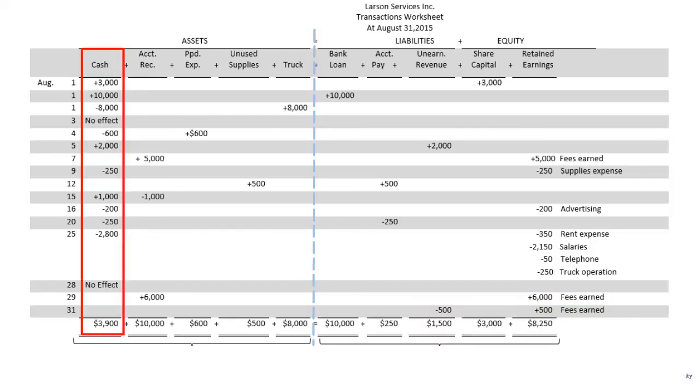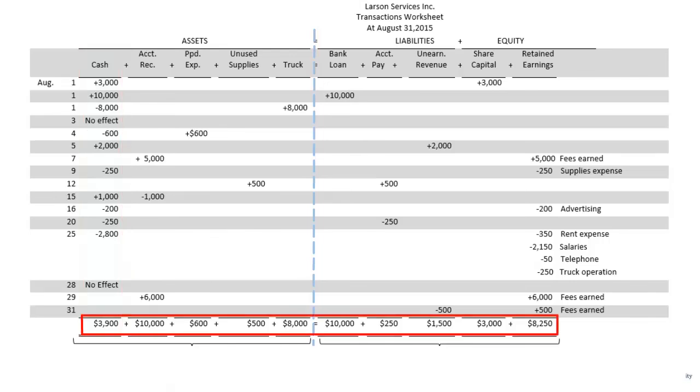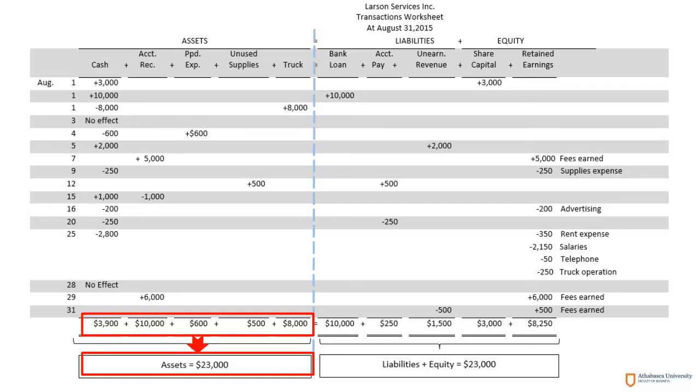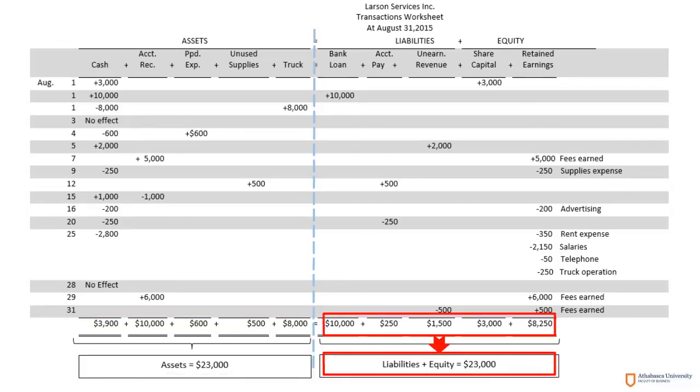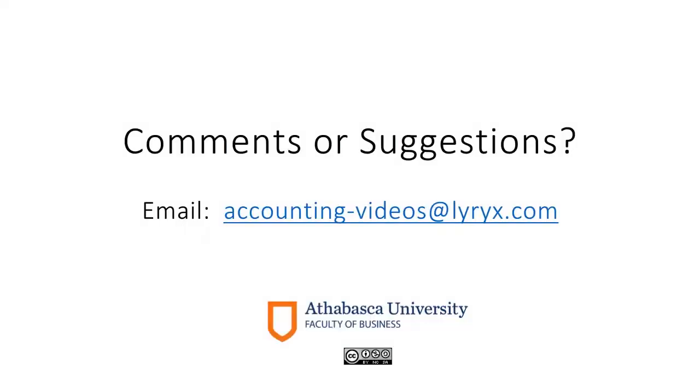To prove that the accounting equation is in balance, we calculate the balance for each account beginning with cash. Once you have totaled each of the columns, you will find that assets total $23,000 and liabilities and equity also total $23,000. The accounting equation is in balance, which must always be the case.